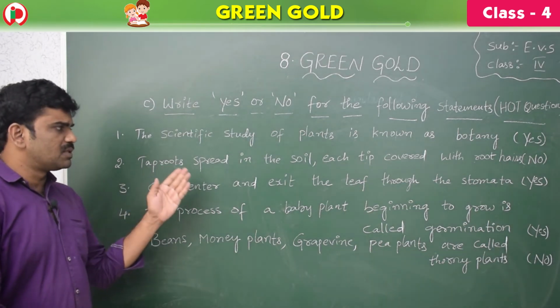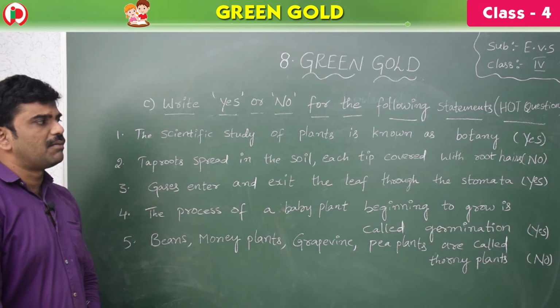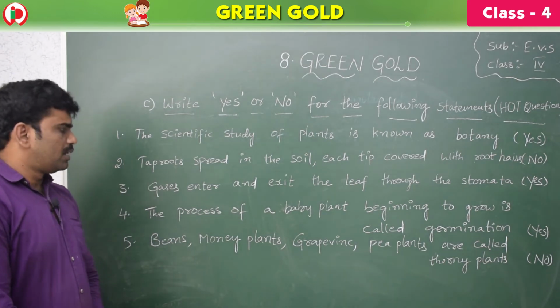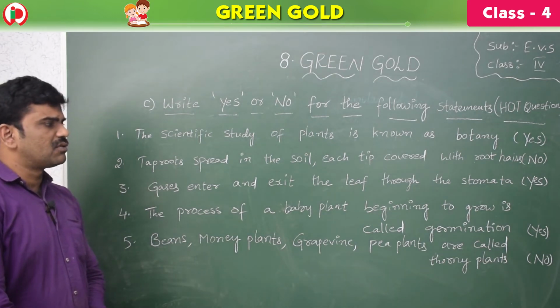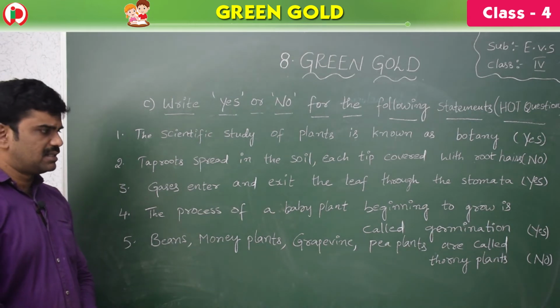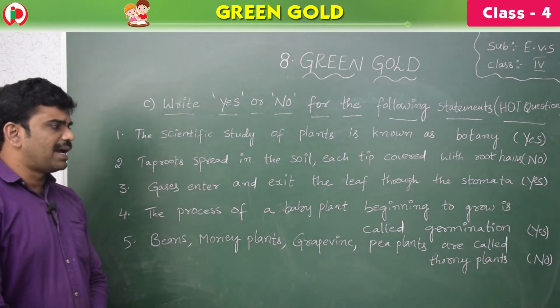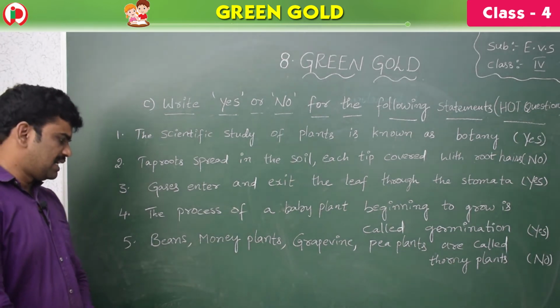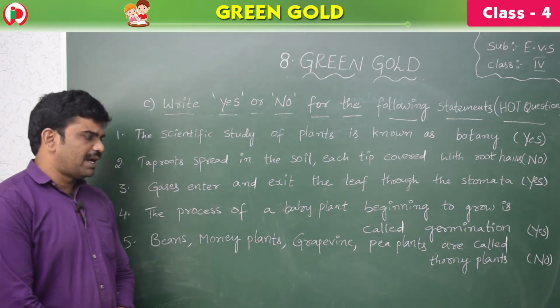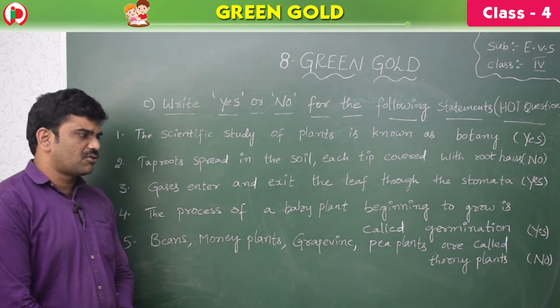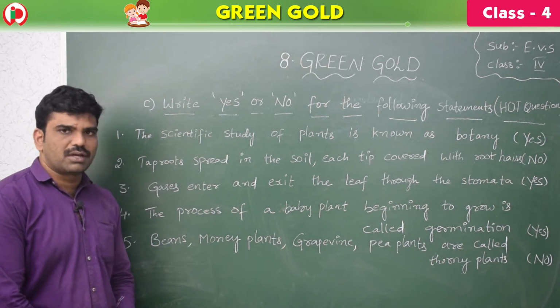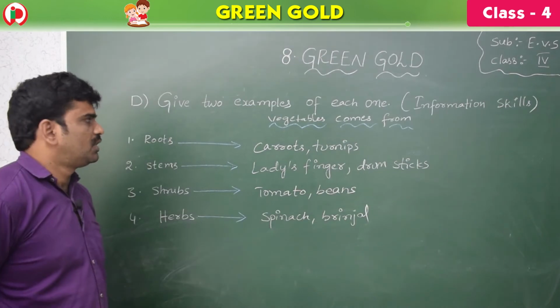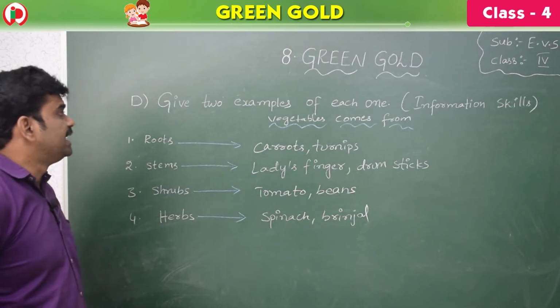Second one, tap root spread in the soil, each strip covered with root hair. No. Gases enter and exit the leaf through the stomata. Yes or no? Yes. The process of a baby plant beginning to grow is called germination. Yes or no? Yes. Beans, money plants, grapevine, pea plants are called thorny plants. No. Okay. Children, now see the D.